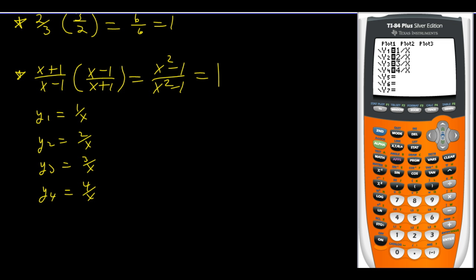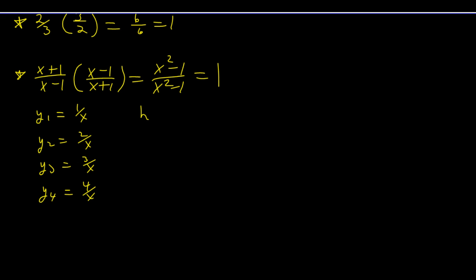Okay, if I punch in y1 equals 1 over x, y2 2 over x, y3 3 over x, and y4 is 4 over x, and hit graph, notice what happens. All of the graphs look a little bit similar, except they are moved away from the origin when the constant term gets larger. All of these are known as hyperbolas. A hyperbola is the graph of the reciprocal function.